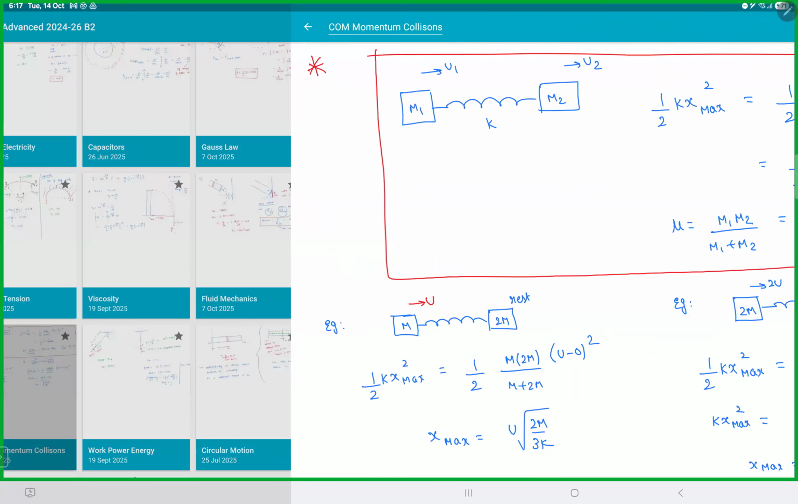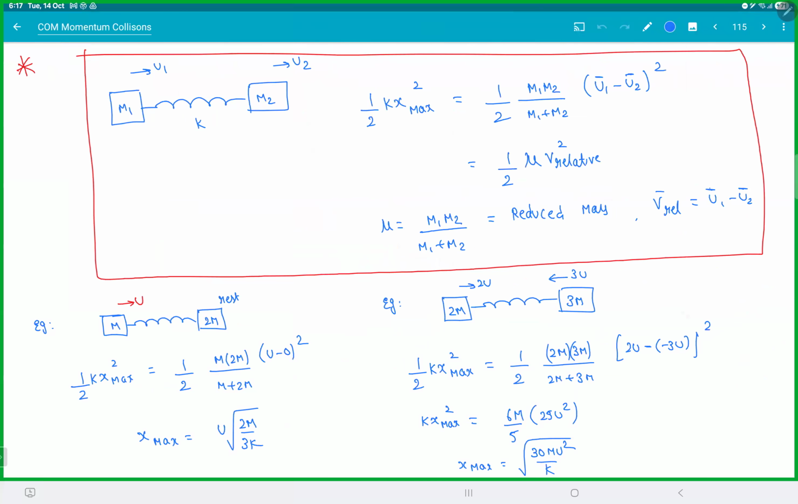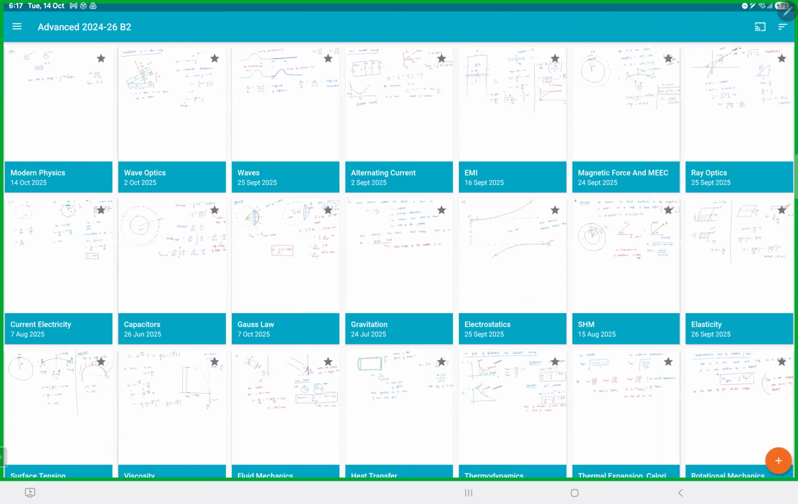There, page 115. If you have two blocks of mass m1, m2, spring constant K, speeds u1, u2, find the maximum compression. The change in kinetic energy of the system becomes the spring energy, which is half mu v relative square. You can always just conserve momentum and write the energy and everything. I'm just showing you, so refer to this, quite a good result. Saves you time in the exam.